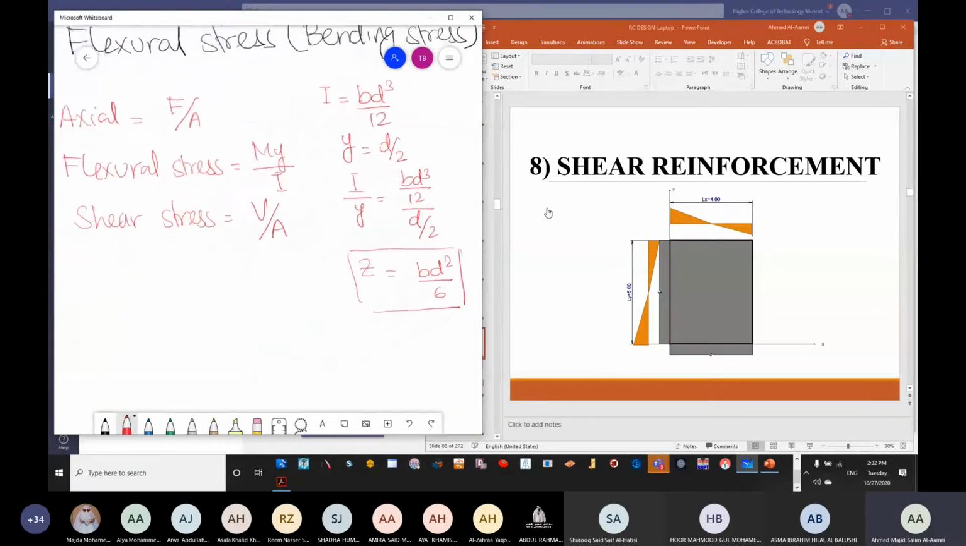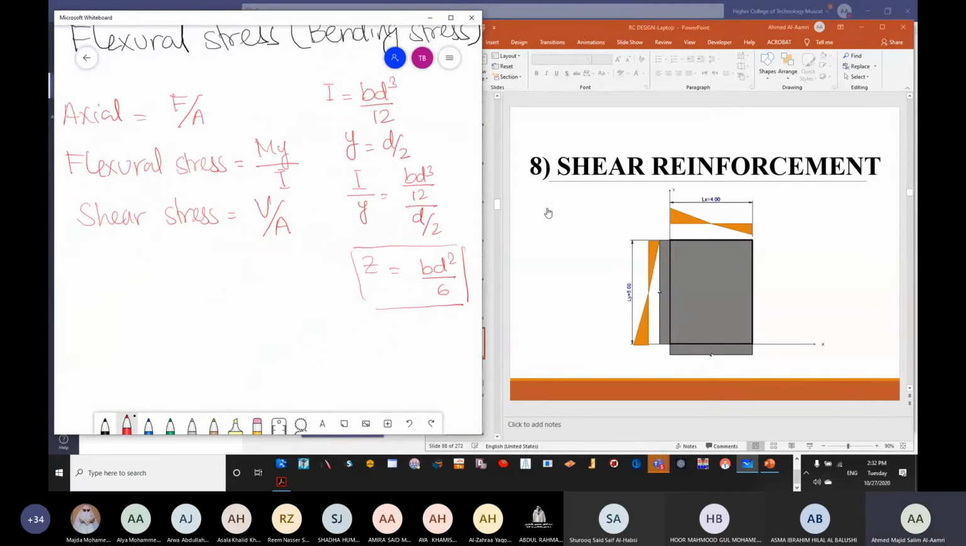And then this can be written. Now if we have I over y written as Z, then y over I can be written as 1 over Z. Then this is going to be m multiplied by 1 over Z, which is m over Z. So we can say either m over Z, or my over I. Are we clear? Are we fine? Okay, very good.